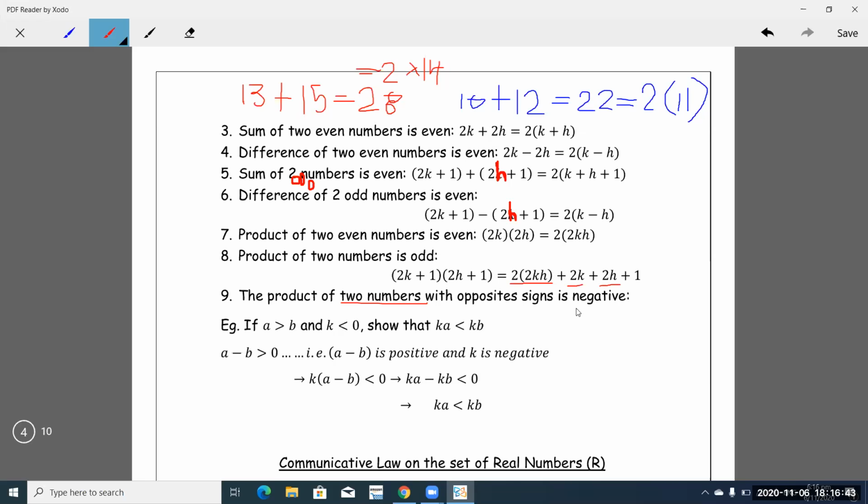Yes, sir. Nice. So here's an example. It says if A is greater than B and K is less than 0, show that KA is less than KB. Now to show this, what we have to start with is say, well, if A is greater than B, we can subtract B from both sides to get that A minus B is greater than 0, right? Now if we subtract B from both sides to get A minus B is greater than 0, what they're telling us is A minus B is positive. Since it's greater than 0, it's positive, right?